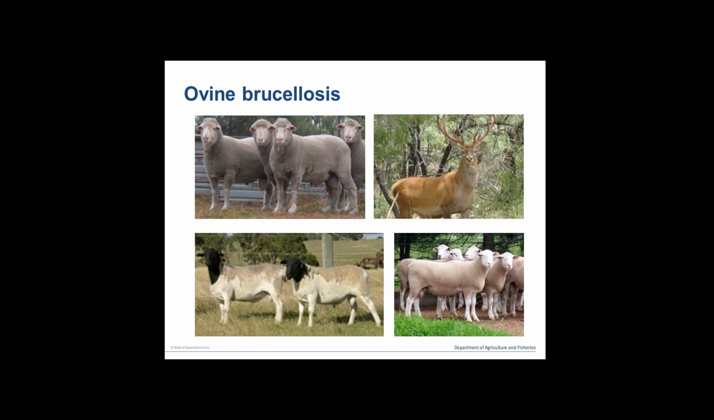So ovine brucellosis, also known as ovine epididymitis, can infect all breeds of sheep, although it can be a bigger problem in British breeds of rams due to increased sexual activity at a younger age compared to merinos. It has been detected in farm deer in New Zealand. Experimental infections have been reported in goats and cattle. However, there is no evidence to suggest that natural infection can occur in these animals.